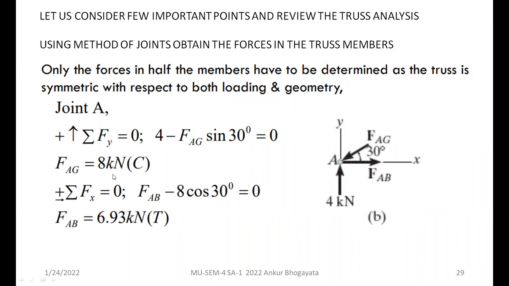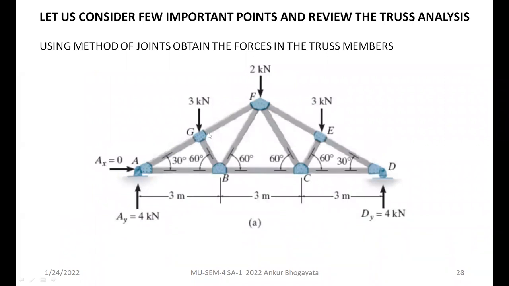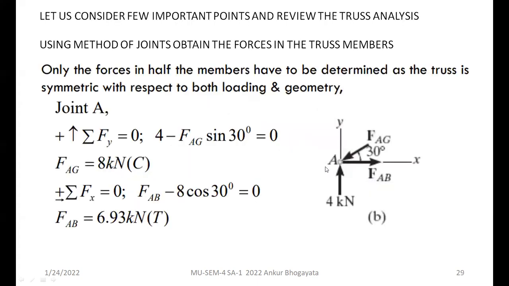AG is 8 kilonewton in compression, of course, and AB is naturally in tension. So that you can compare again going back. And AG is a rafter. I don't know whether you are aware of that term or not, but it's called main rafter or main strut, which is always in compression, and the bottom members are ties, so they are in tension. So far we are right.